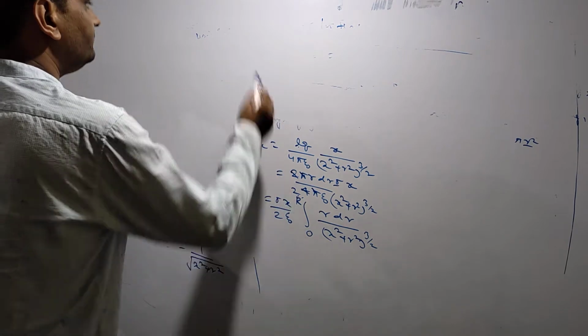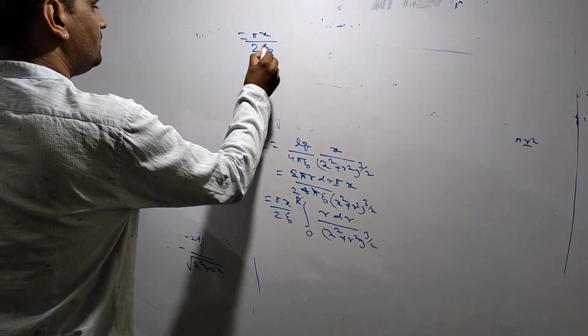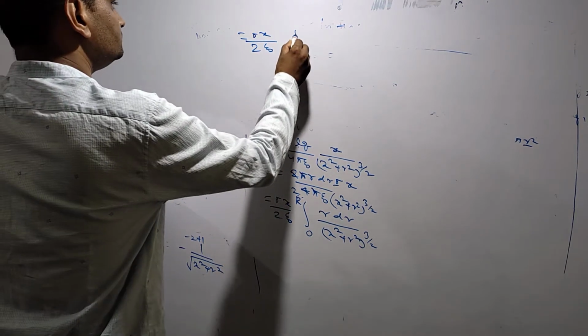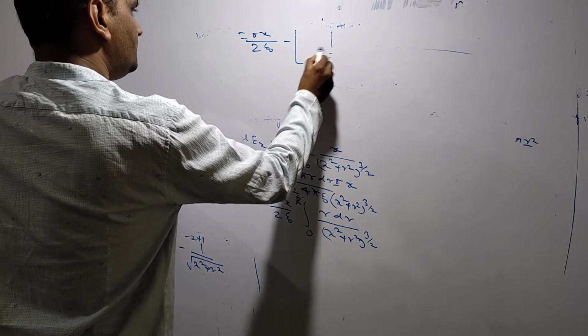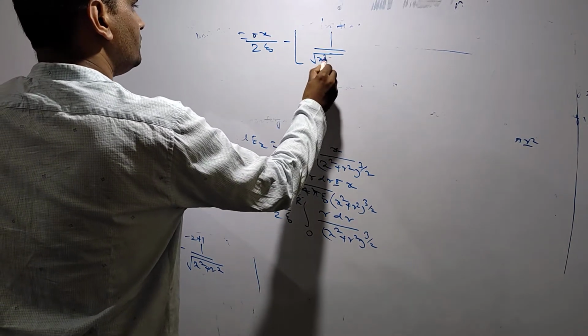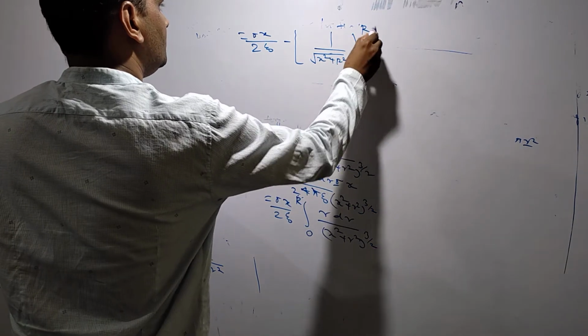So we have sigma x by 2 epsilon naught times minus 1 by the square root of x squared plus r squared, from 0 to r.